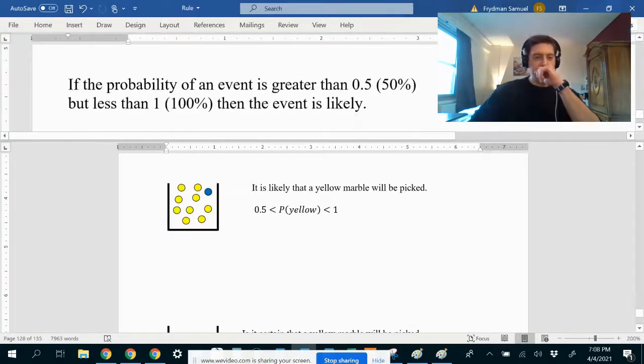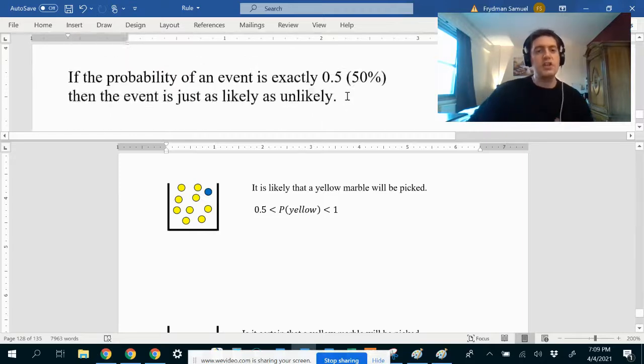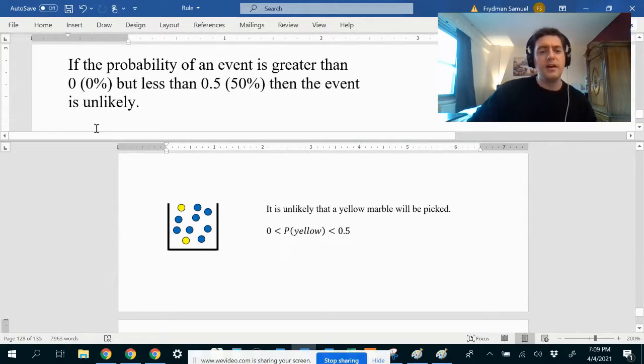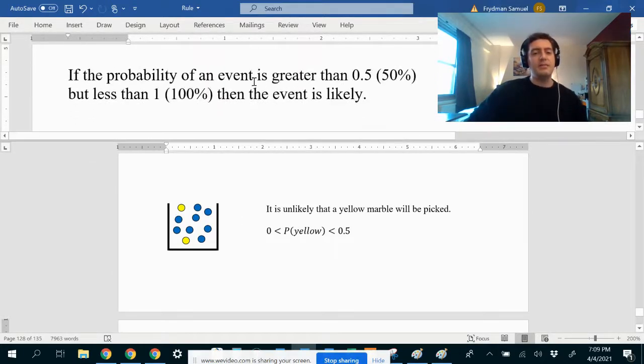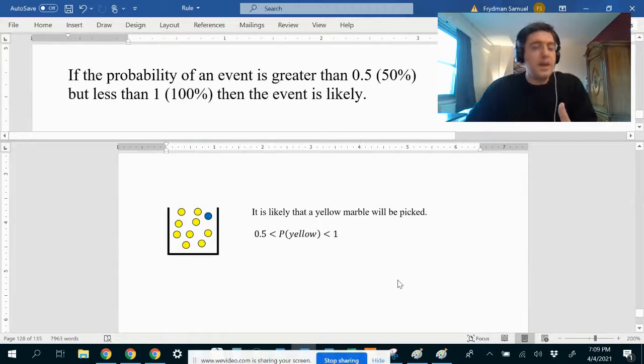All right, next example. If the probability of an event is greater than 0.5 but less than 1, so in percentages greater than 50% but still less than 100%, then the event is likely. That means it probably will happen, but it might not. Going back to the previous example, I don't remember if I said it, but if something is unlikely, another way of saying that is it probably won't happen, but it might. And being likely is just the opposite.